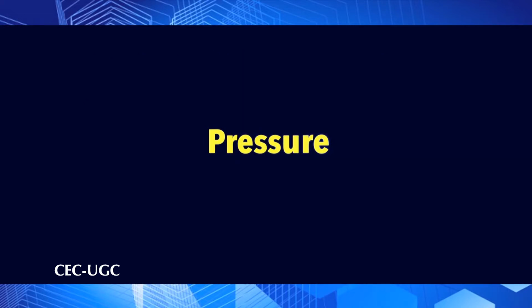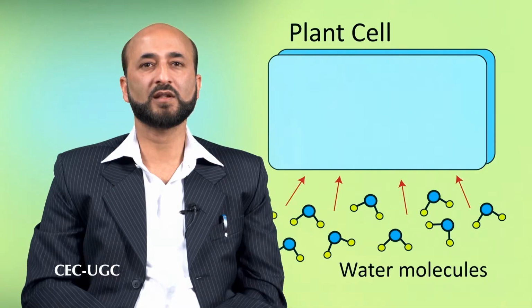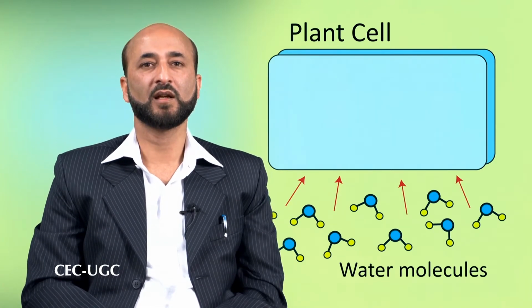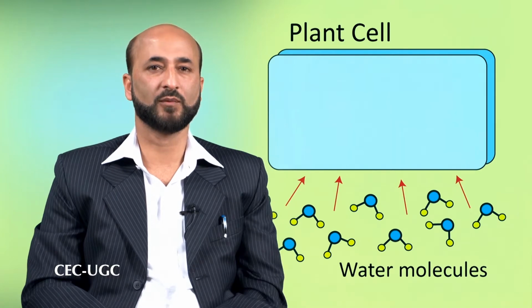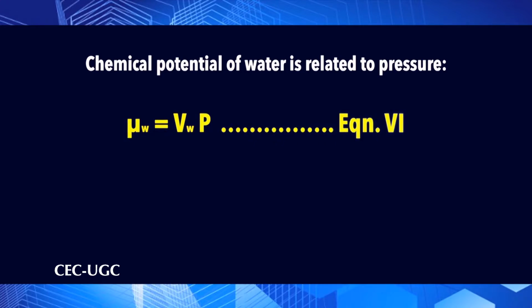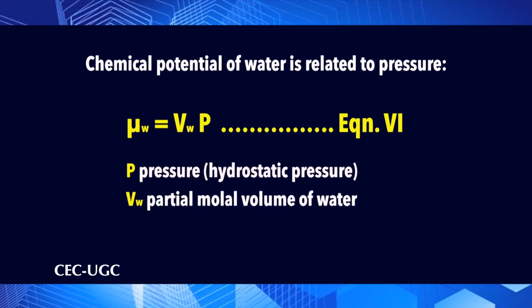Another factor is pressure. Increasing the pressure increases the free energy and hence the chemical potential or water potential. Chemical potential of water is related to pressure by the equation mu W is equal to Vw into P, where mu W is the chemical potential of water, Vw is the partial molar volume of water, and P is the pressure, that is hydrostatic pressure.